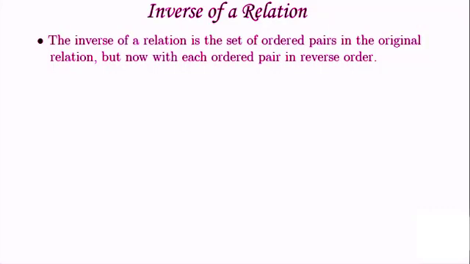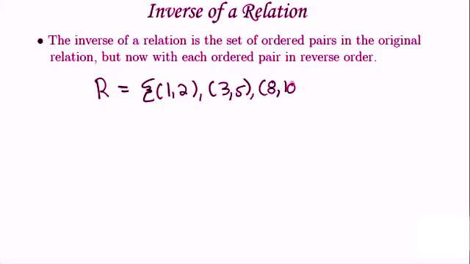The inverse of a relation is the set of ordered pairs in the original relation, but now with each ordered pair in the reverse order. So the domain becomes the range, and the range becomes the domain. Looking at an example to illustrate this, given a relation 1, 2, 3, 5 for our second pair, 8, 10, and 10, 12. My domain is 1, 3, 8, and 10. My range is 2, 5, 10, and 12.